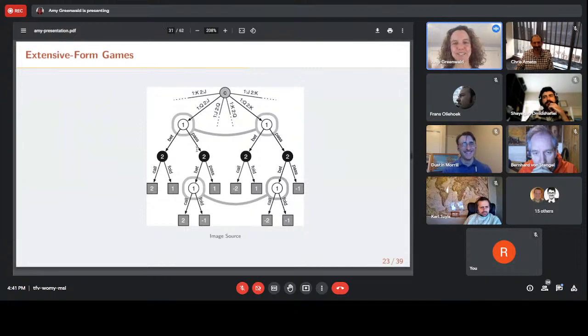All right, we already saw this game. Great. So now we're going to start looking at the space of deviations in extensive form games, and we're going to see that it's much, much greater and more complicated than it was in normal form games.